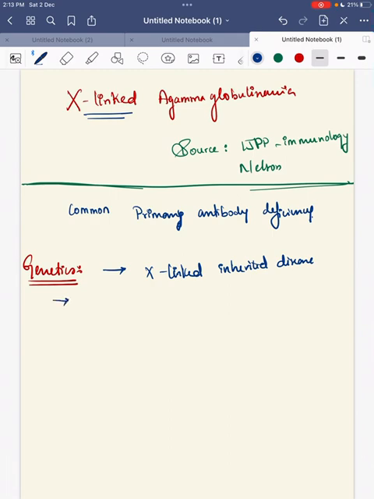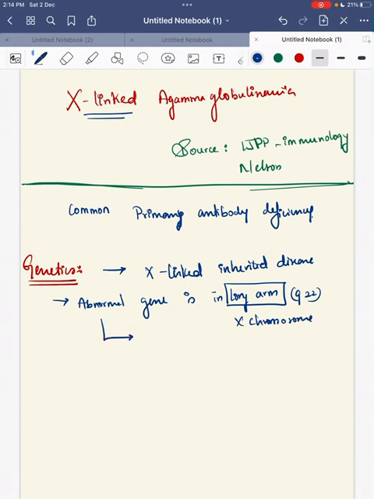Next, the abnormal gene in this disease is present in the long arm of the X chromosome. Everybody knows it's an X-linked disease, so the abnormal gene will be present on the X chromosome, but specifically it is in the long arm. The abnormal gene here is the BTK gene, that is Bruton's tyrosine kinase gene.